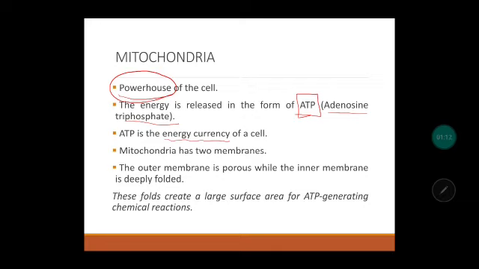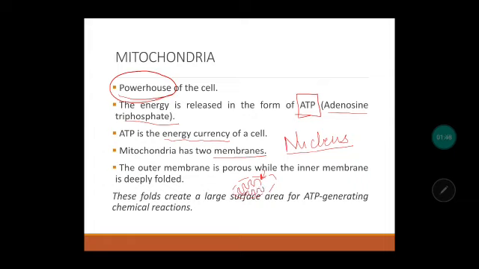Can you think of another organelle which has two membranes? Yes, the nucleus. The nucleus also had two membranes, which had pores also. So mitochondria also has two membranes. The outer membrane is porous like the nuclear membrane, so that there is exchange of material through this porous membrane, and the inner membrane is folded like this.